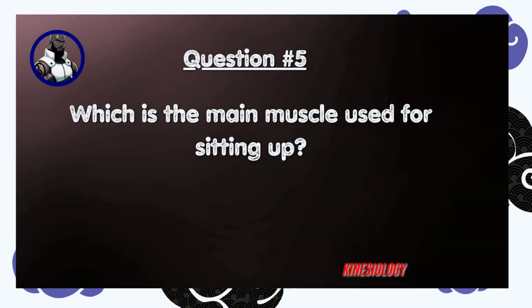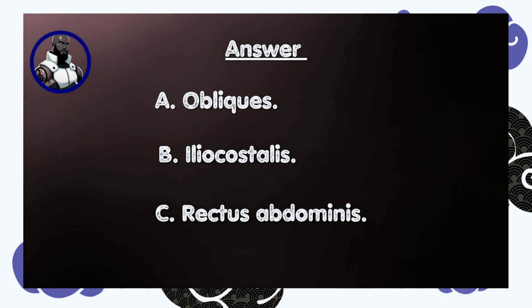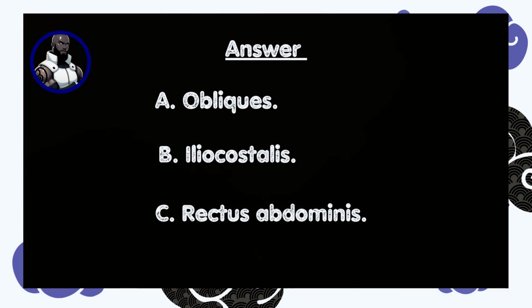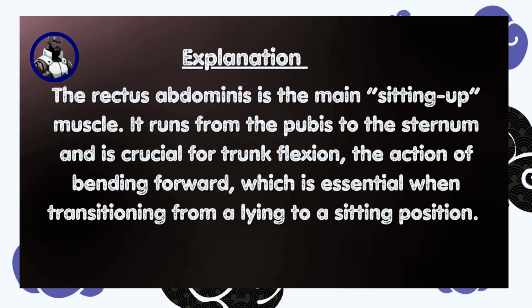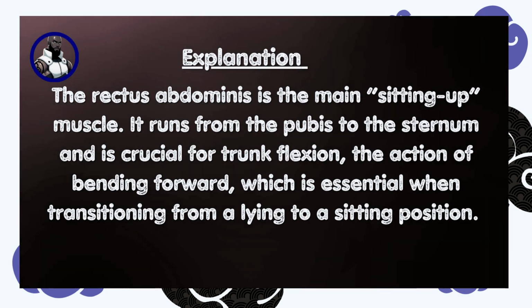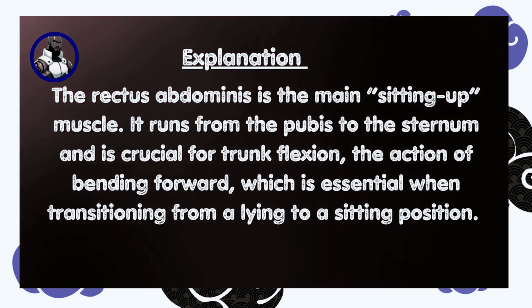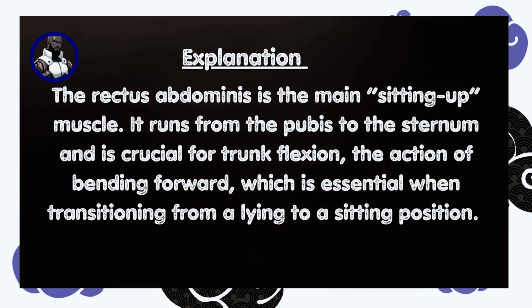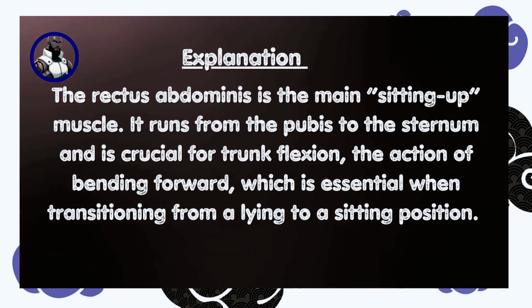Question number 5. Which is the main muscle used for sitting up? A. Obliques, B. Iliocostalis, C. Rectus abdominis. The answer is C. Rectus abdominis. Explanation: Rectus abdominis is the main sitting up muscle. It runs from the pubis to the sternum and is crucial for trunk flexion, the action of bending forward, which is essential when transitioning from a lying to a sitting position.